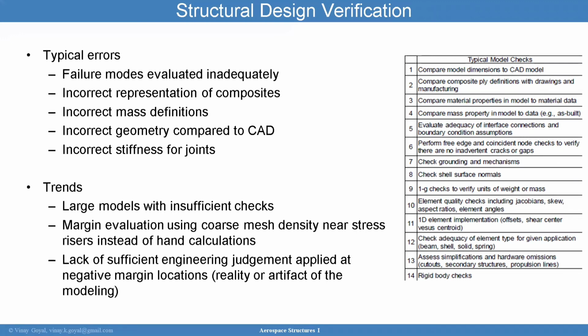You also want to assess simplifications of the hardware omissions. So, for example, if you don't put a cutout or a secondary structure or propulsion line, just make sure that's a good assumption. You also want to make a lot of rigid body checks when you can.